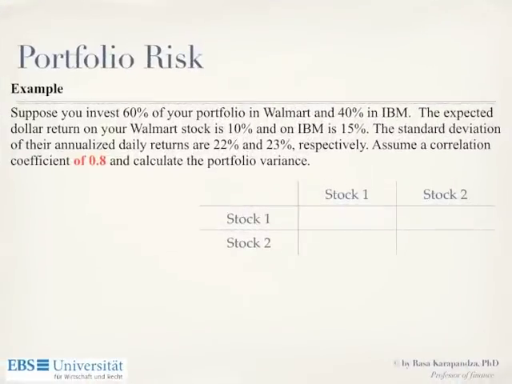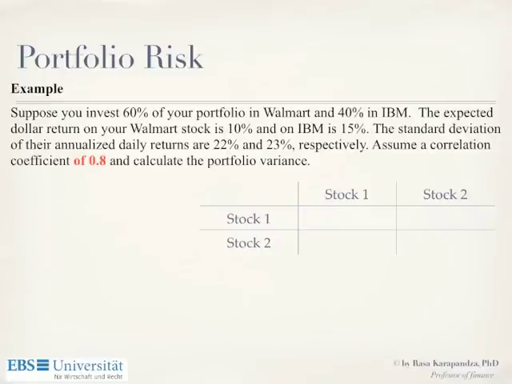Okay. Now let's do one example and let's try to get the intuition behind this formula. Okay? It's exactly the same example. You have Walmart and you have IBM. And 60% of your money goes to Walmart, 40% goes to the IBM stock. Now, let's say that the standard deviation of the Walmart stock is 22%, standard deviation of the IBM stock is 23%, and the correlation coefficient is 0.8. So what happens with this? What is the risk of this portfolio? What is the risk of your investment if you invest 60% of your money into Walmart and 40% of your money into IBM?